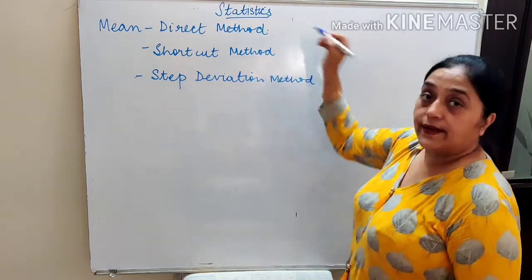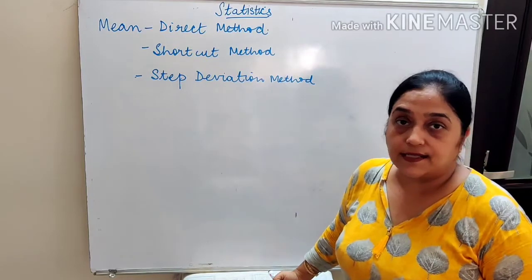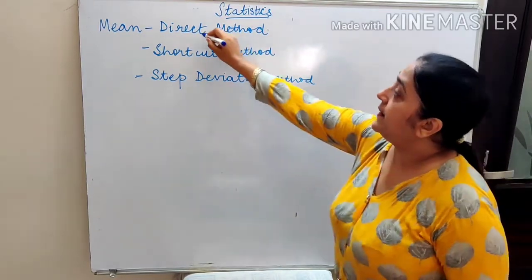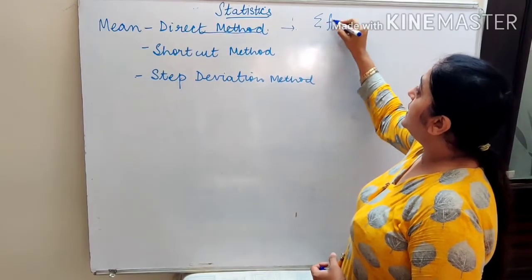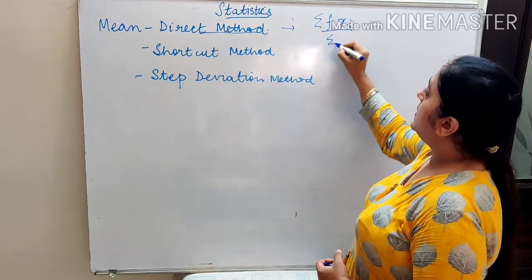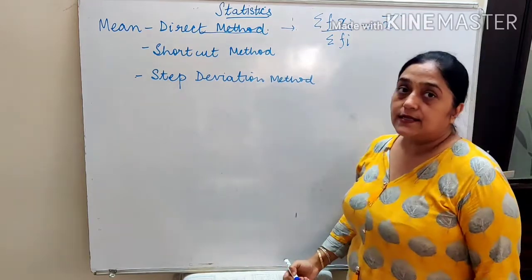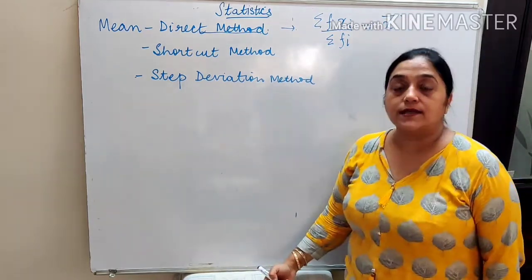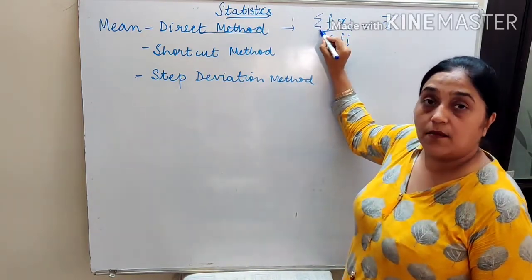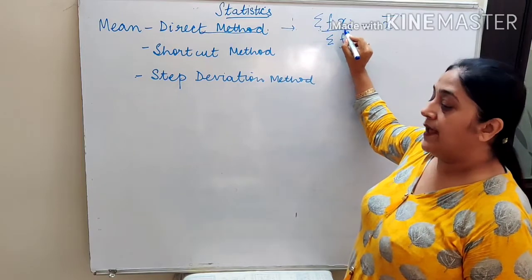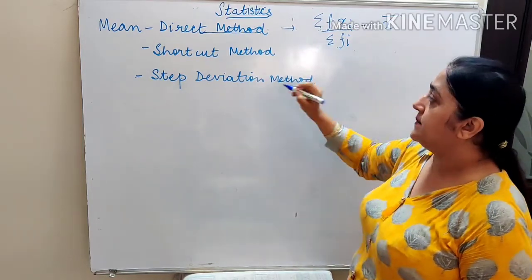So one was the direct method. First of all, mean is a measure of central tendency, you know. In the direct method, the formula is summation fi xi upon summation fi. This is x mean, right? What do you mean by this summation? Summation means the sum of the products fi xi upon the sum of fi is equal to x mean.